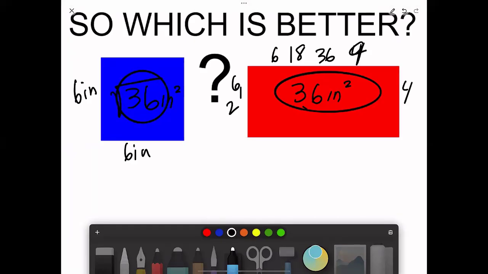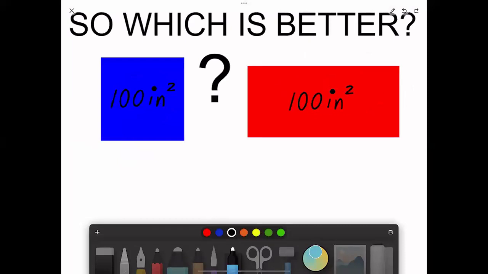Okay, so now I'm going to give one more example. Same thing here. If we know that the area of the rectangle and the square are both 100 square inches, then we can automatically tell what the sides are for this square. It's going to be 10 inches all the way around, right? Because you just take the square root of that number. But here we have no idea.